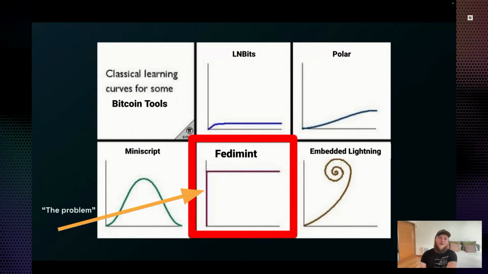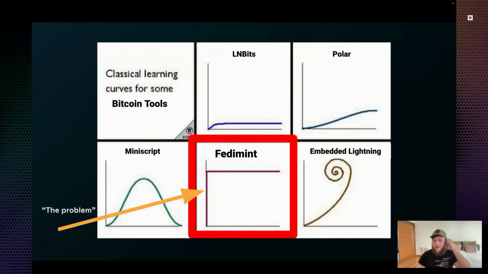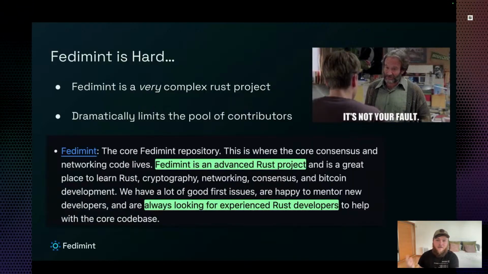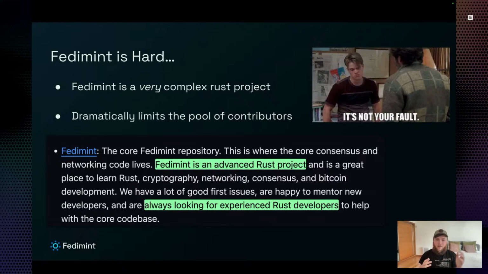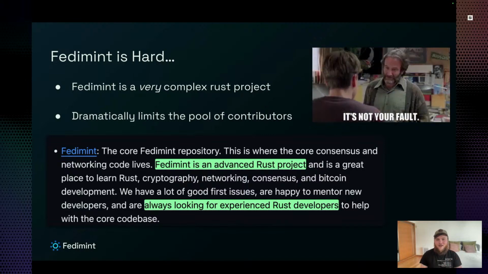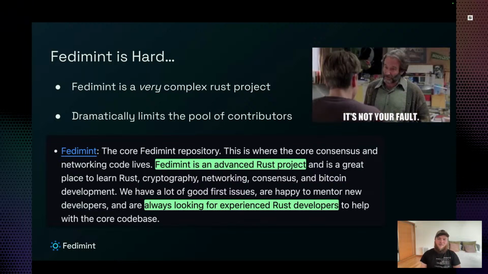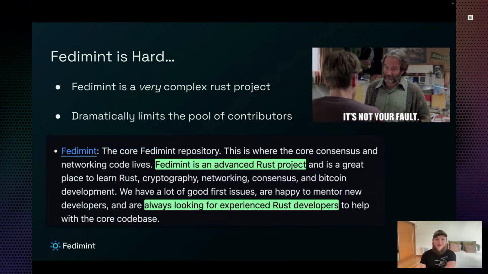And this deters the vast majority of application developers from even starting with Fedimint because it's so hard to use at the beginning. Once you get it up and running, it solves a lot of your problems for you, and it gives you all these features for free. But historically, it's been very challenging to use Fedimint. Yeah, so Fedimint's a very complex Rust project. This dramatically limits the pool of contributors. Even on the Fedimint documentation website or in the README on the Fedimint repo, the docs admit that Fedimint is an advanced Rust project. It's a great place to learn Rust, but they're always looking for experienced Rust developers to help with the core code base. This dramatically limits the number of people that are able to build things with Fedimint.